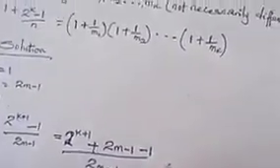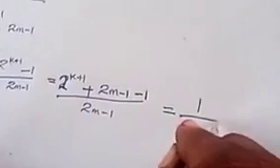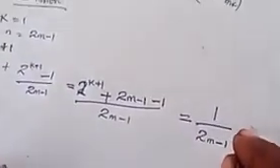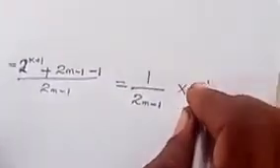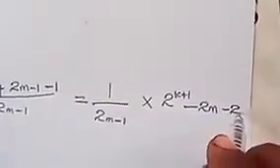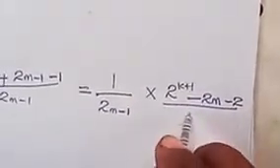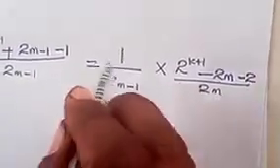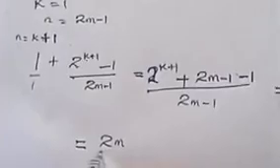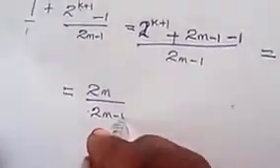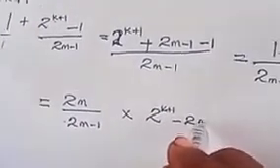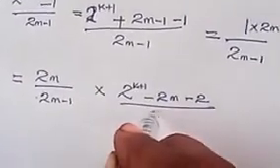if you look at it, you can write this as 1 all over 2m minus 1 times 2k plus 1 minus 2m minus 2. Now, if you divide by 2m and multiply by 2m, we have 2m all over 2m minus 1 times 2k plus 1 minus 2m minus 2 all over 2m.